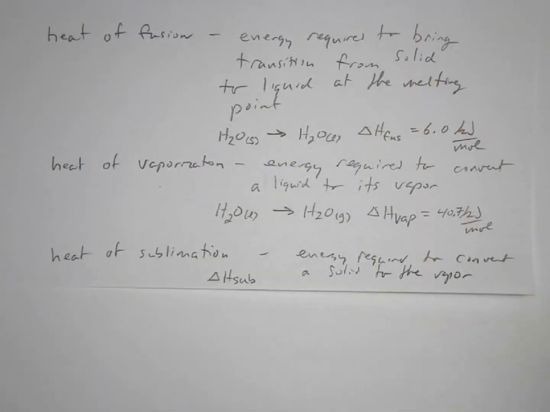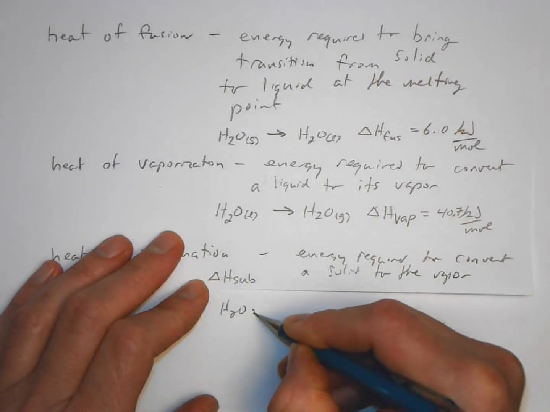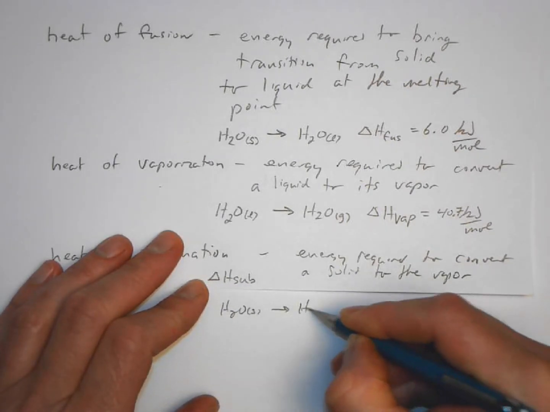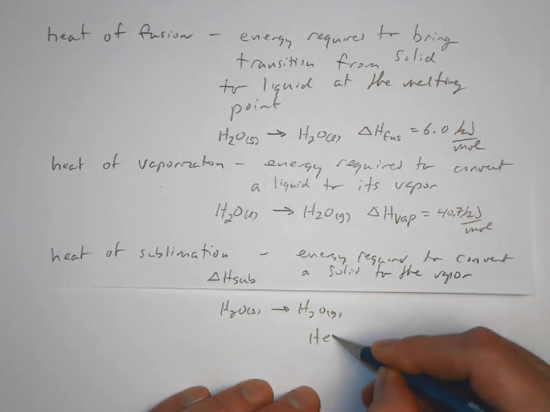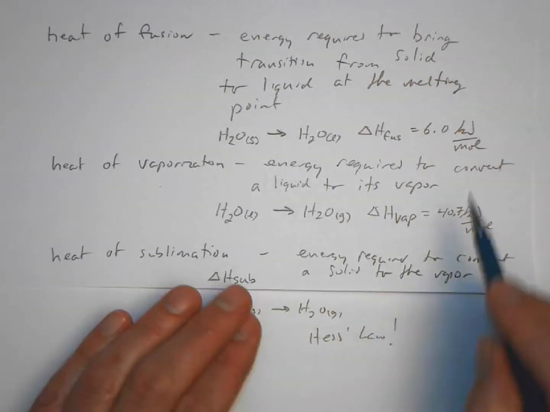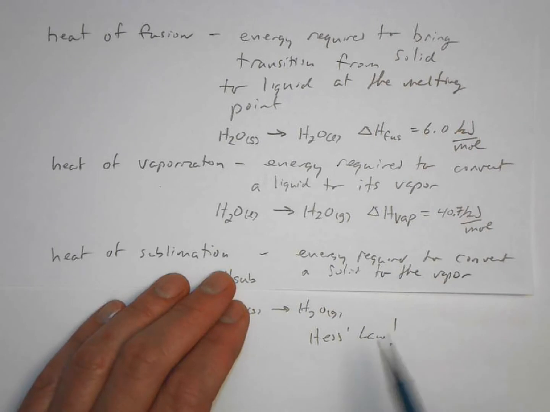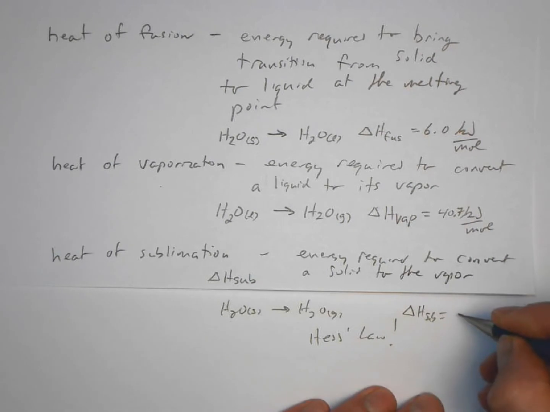And what do you think the delta H of sublimation would be? So H2O solid to H2O gas. Use Hess's law. We just add these two up, right? So the delta H of sublimation would be simply the sum of those things. So 46.7 kilojoules per mole.